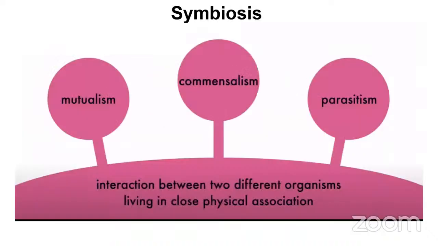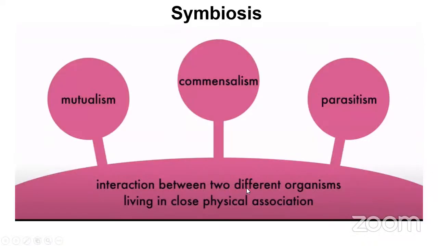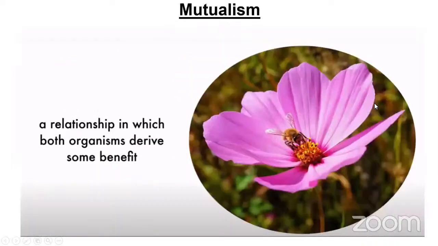Now the other type of species interaction is symbiosis. Symbiosis is interaction between two different organisms living in close physical association, and it is of 3 different types: mutualism, commensalism, and parasitism. We will see what is commensalism, what is mutualism, and parasitism.